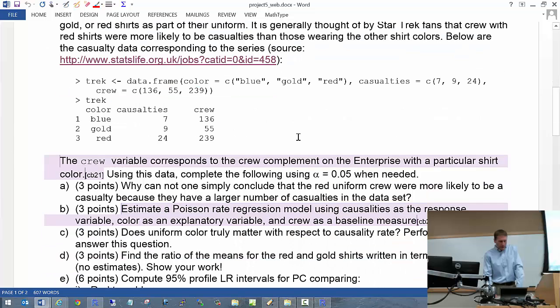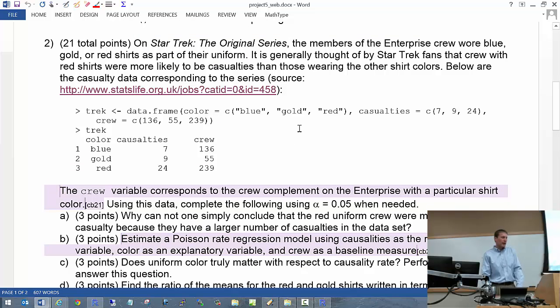Problem number 2, when I wrote this up, it was shortly after Leonard Nimoy died. And so this kind of inspired me to include this particular problem here. I think probably most of you have seen Star Trek, the original version of Star Trek.